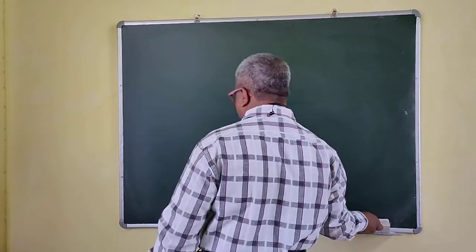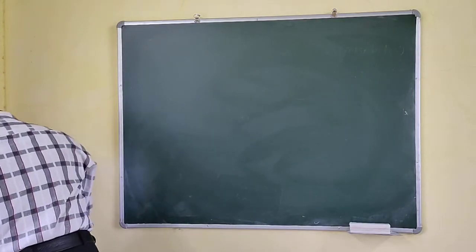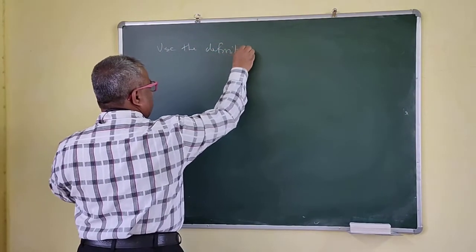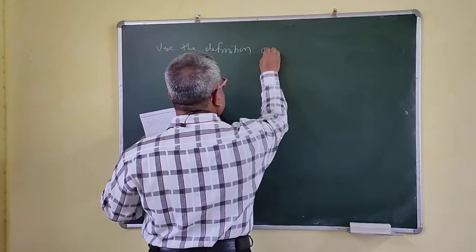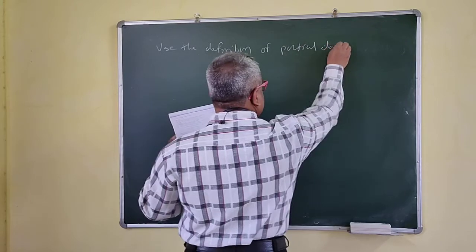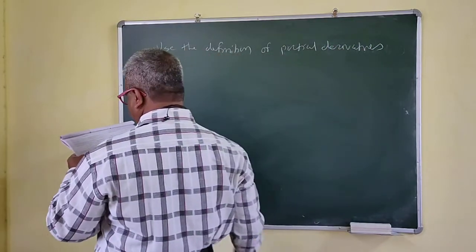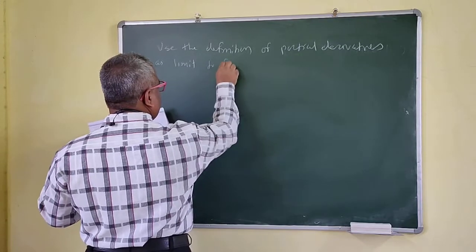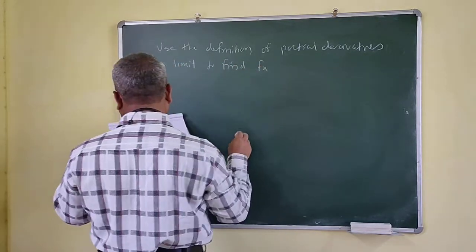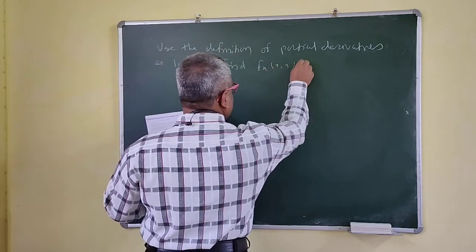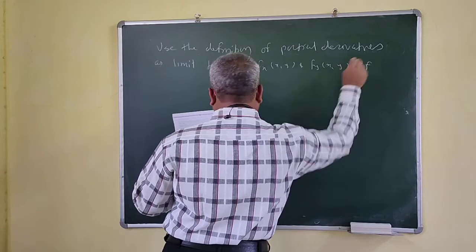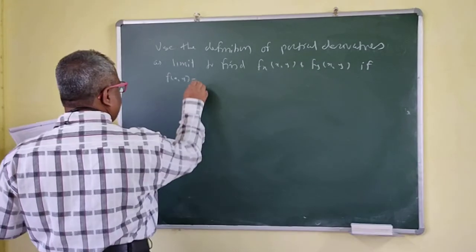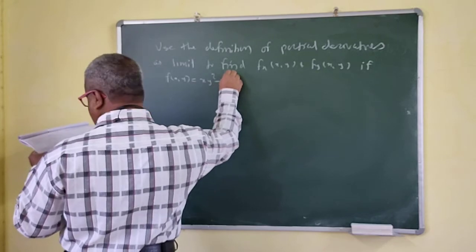Okay? So we take an example so that you will understand the definition. Use the definition of partial derivatives as a limit to find fx of xy and fy of xy, if f of xy is equal to xy square minus x cube y.